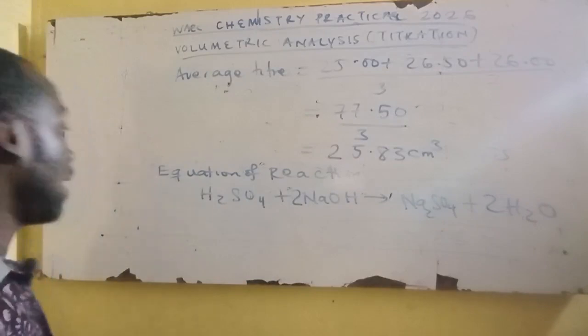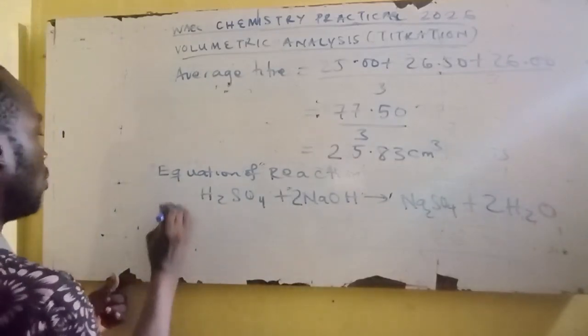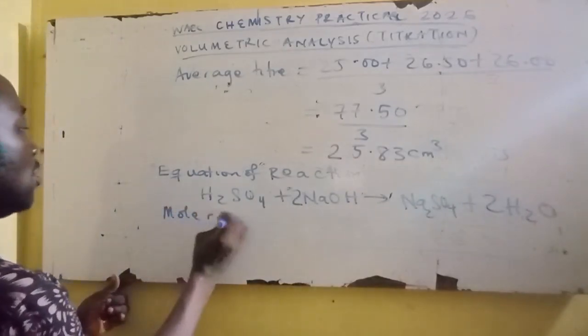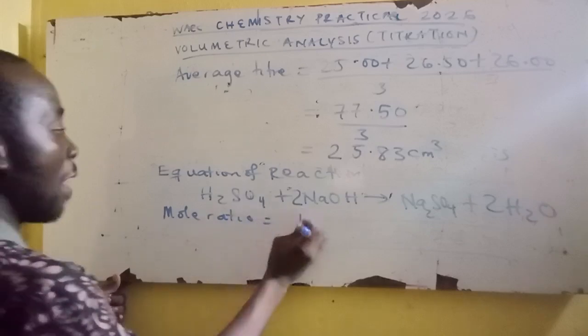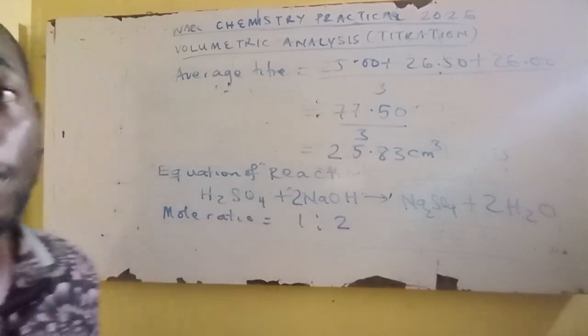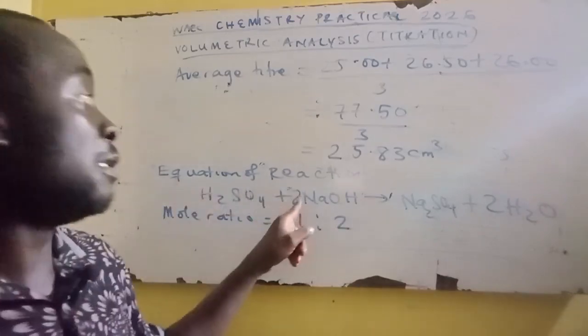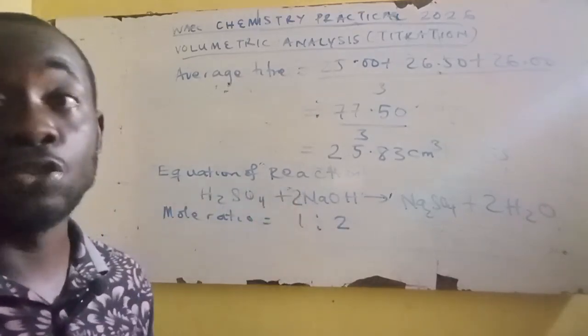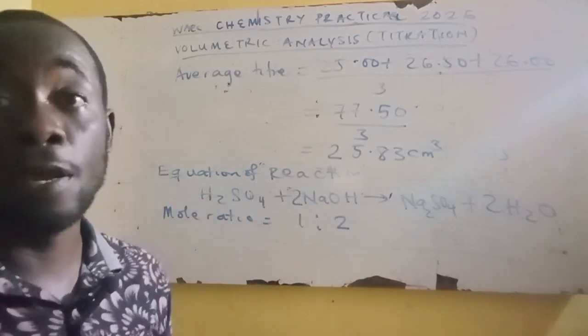Now after that, we now say mole ratio. What's your mole ratio? The mole ratio now is equal to 1 to 2. That is, the mole of acid is 1 and the mole of the base that is used, or the alkali, is 2.